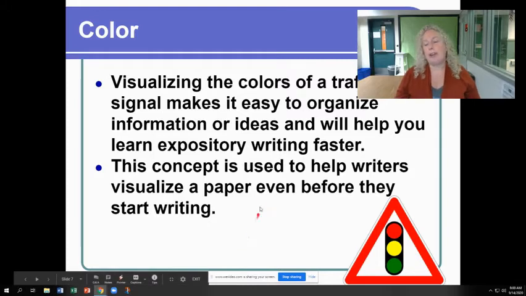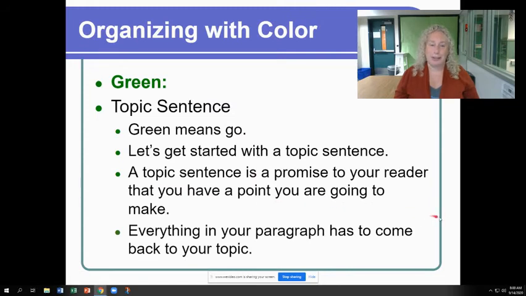So we're going to use those same concepts when writing a paper. So let's start with green. Green, at the beginning of your writing, is your topic sentence. And green means go, right? Let's get started. Let's state our topic. What is this going to be about? So we're getting started. We have that go idea, and we are telling our reader what point we are going to make. Your topic sentence is a promise to your reader.